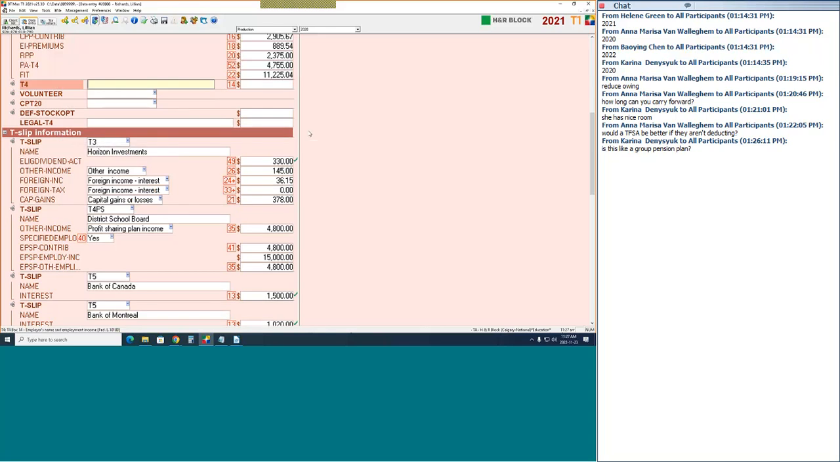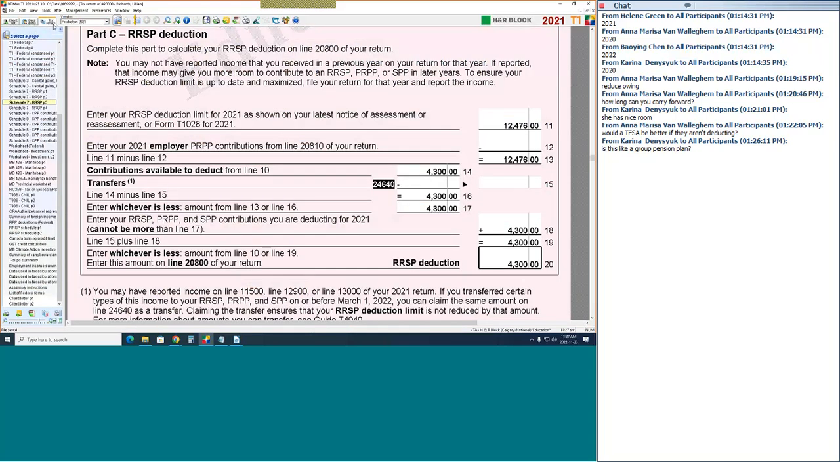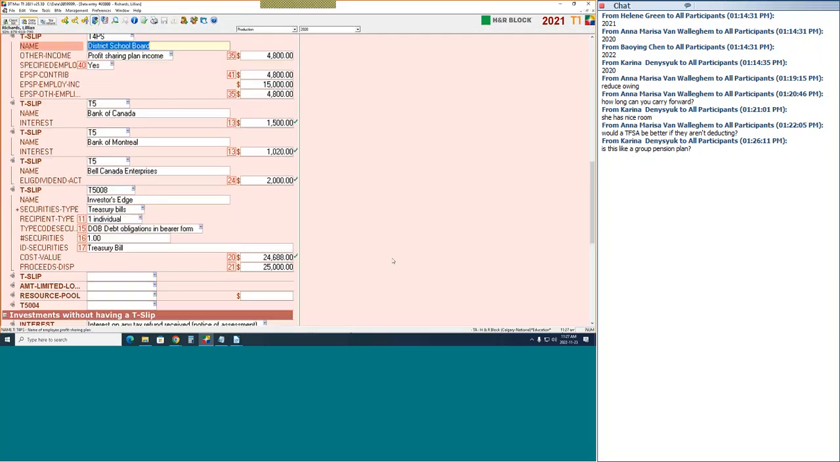So I'm going to take this out. She did not have that. She had a registered pension plan, not a pooled registered pension plan, and everything is back to normal. All right, that was the messy one. Now we're going to do home buyer plan.